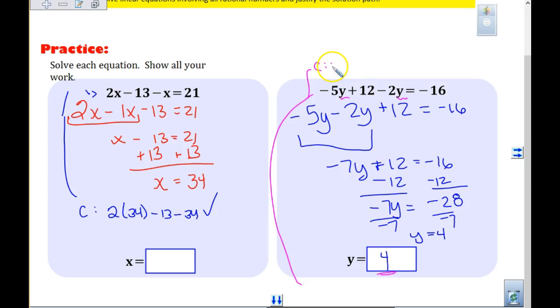So what would I write down first? -5. Wait, you put 5 or? Yeah, let's go -5. So we got -5 times 4. Okay, put that whole thing in your calculator, right?